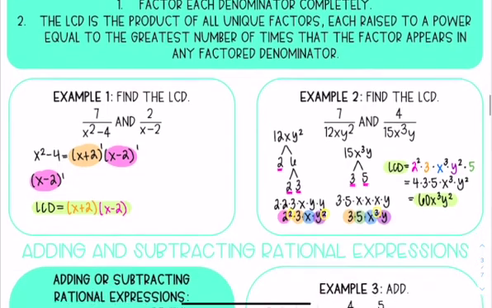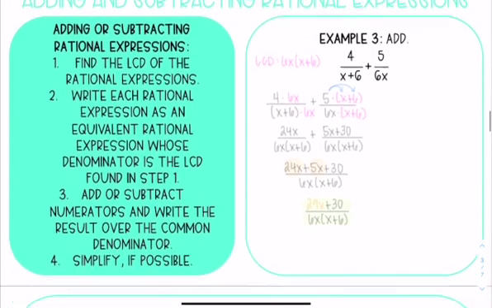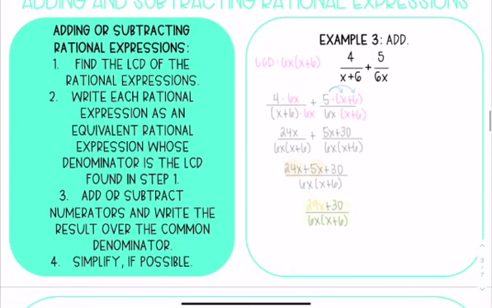Now to add or subtract rational expressions, first you need to find the LCD of the rational expressions. Once you've done that, you're going to write each rational expression as an equivalent rational expression whose denominator is the LCD that you found in step 1. You'll add or subtract the numerators and then write the result over the common denominator and simplify if possible. So let's look at example number 3.